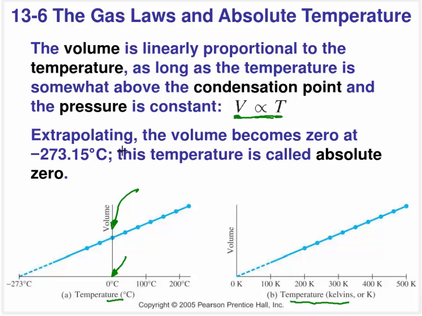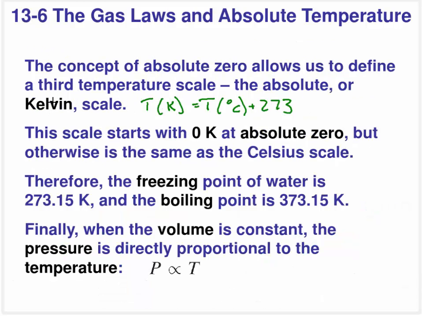Essentially, if we look at the volume versus temperature and extrapolate down, we're going to see that the volume will be equal to 0 at negative 273 degrees Celsius. So this is what's called absolute 0 on this new scale. That lets us define a new temperature scale, and this is the temperature scale that you always want to work in for any thermodynamics. It's called the Kelvin scale, and essentially it's the same as the Celsius scale, only we've shifted it by 273 degrees. So the temperature in Kelvin is the temperature in Celsius plus 273.